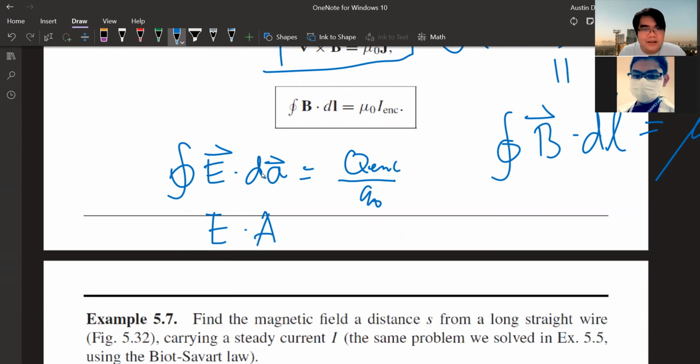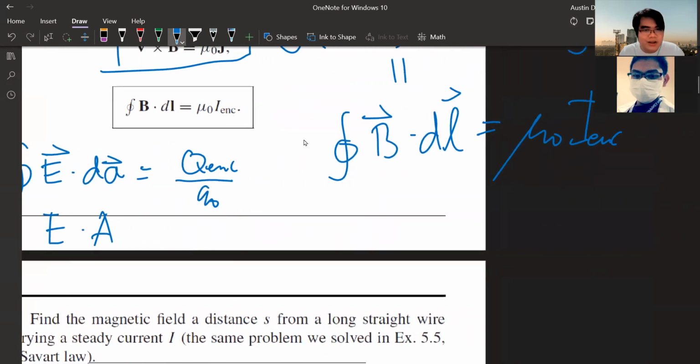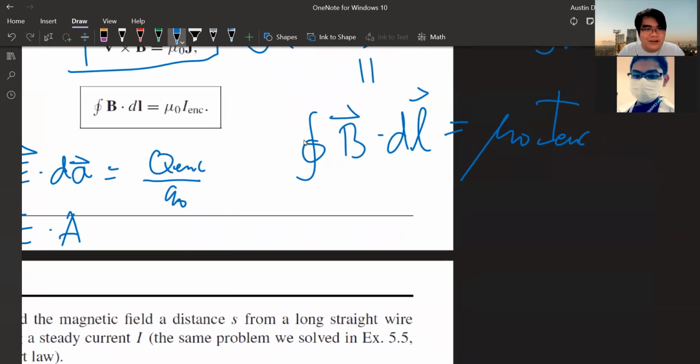With that, dito naman, i-ensure natin na B has to be always parallel with the path of the current, with the path dL. Dapat yung magnetic field mo nagra-run through siya dun sa iisipin mo path, sa loop. Loop siya kasi enclosed siya. Ang tawag doon ay Amperian loop.